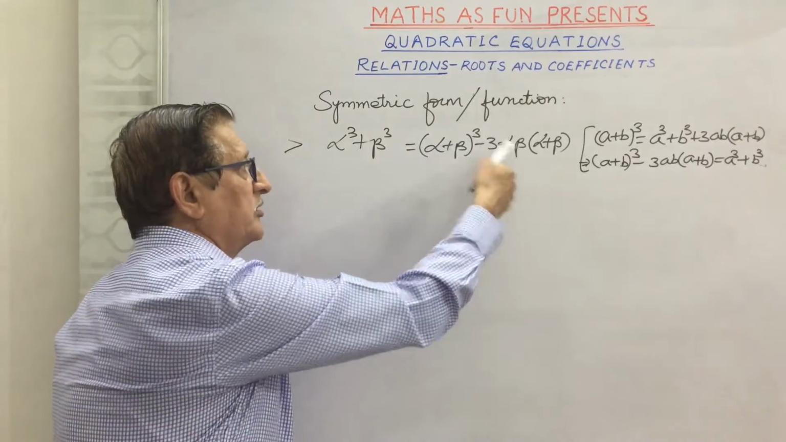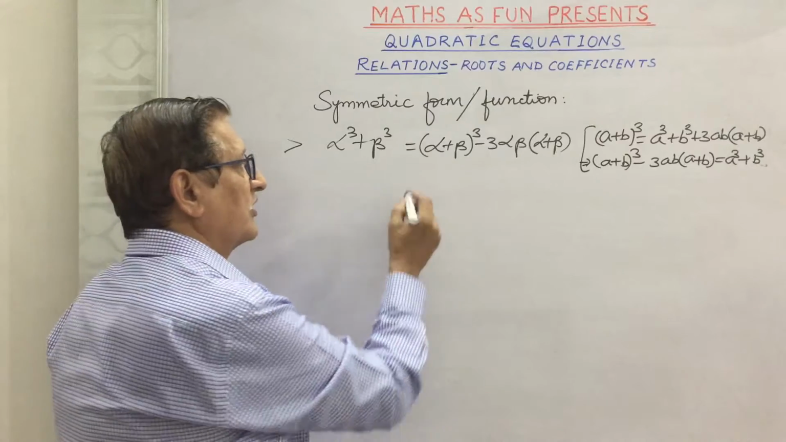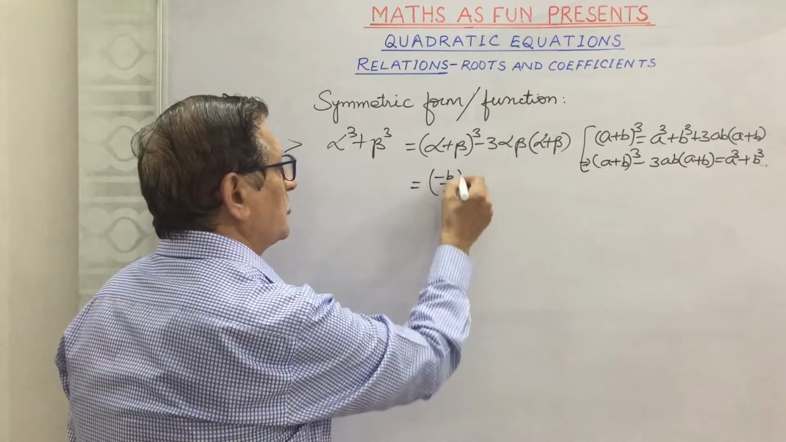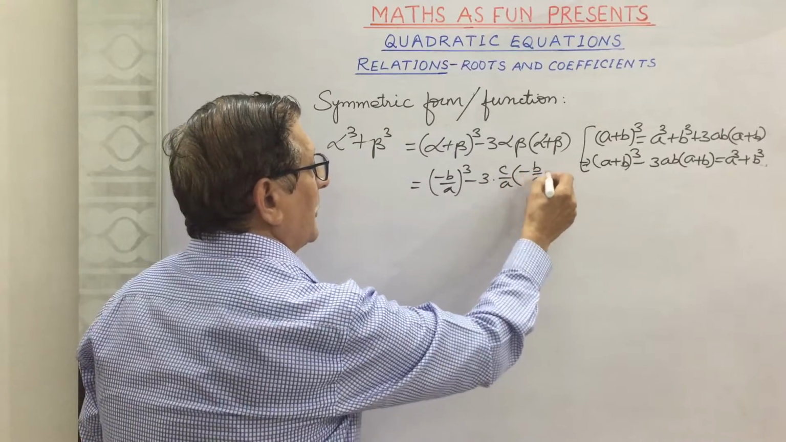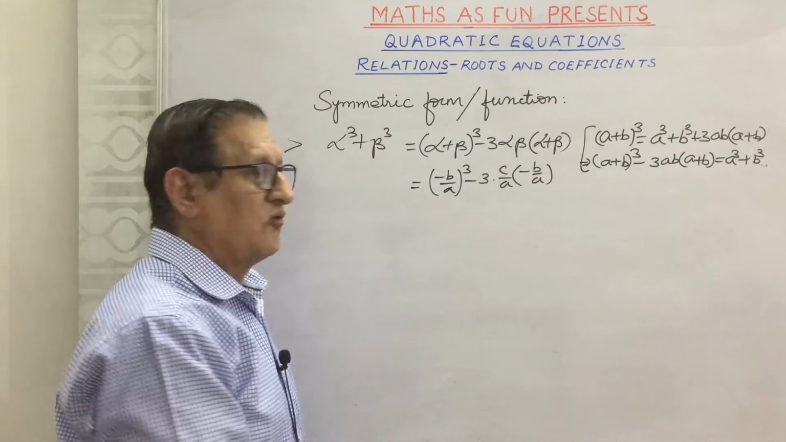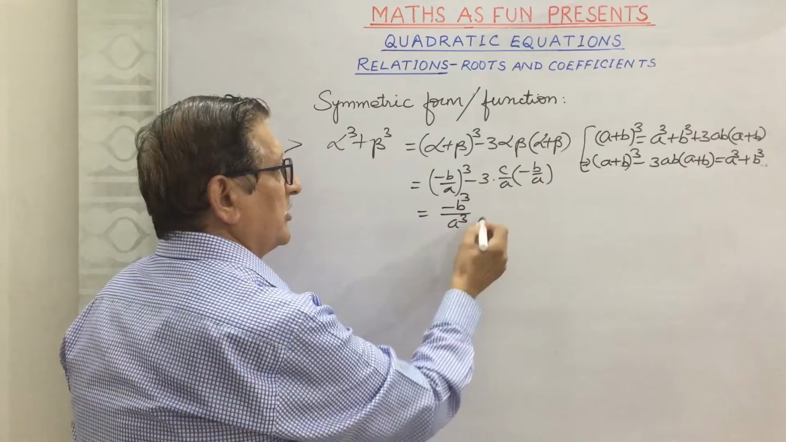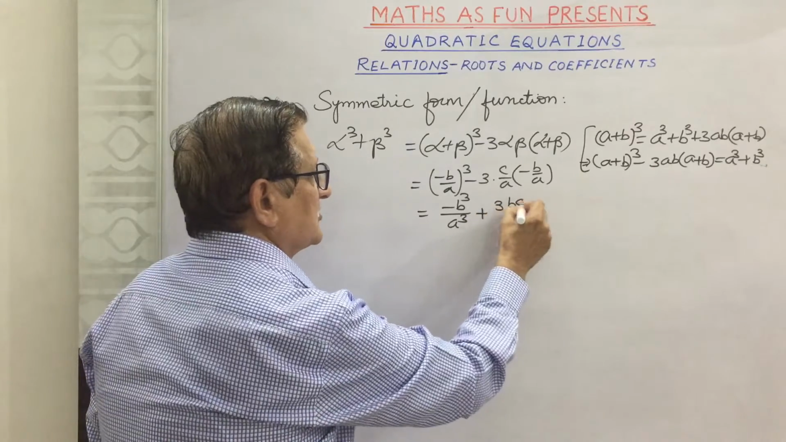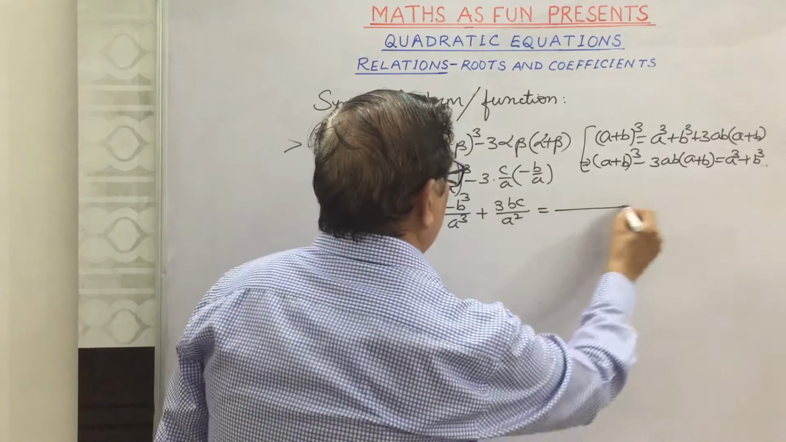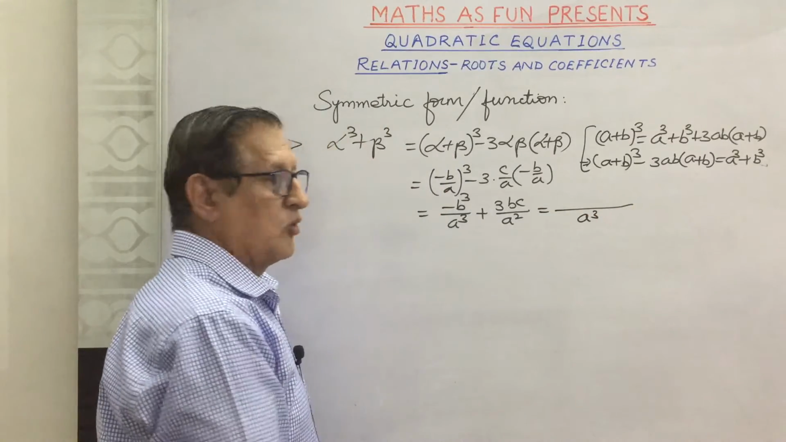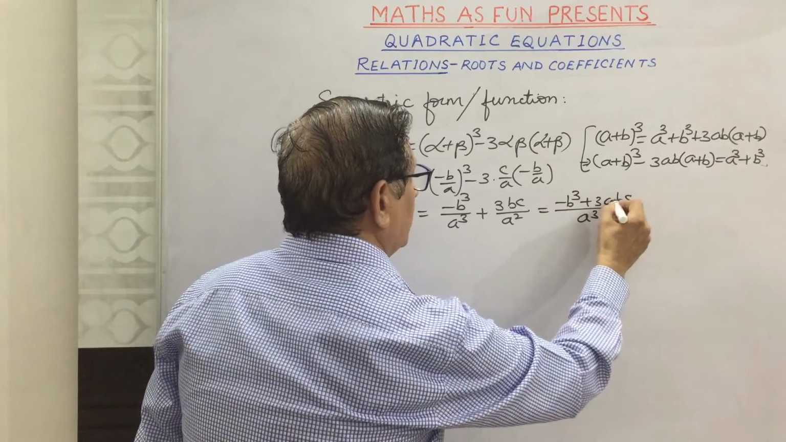And after converting into alpha plus beta and alpha into beta, we can substitute the values. This is minus b upon a whole cube minus 3 into c upon a into minus b upon a, which on simplification comes minus b cube upon a cube plus 3bc upon a square. If we take the LCM a cube, we are getting it as minus b cube plus 3abc upon a cube.